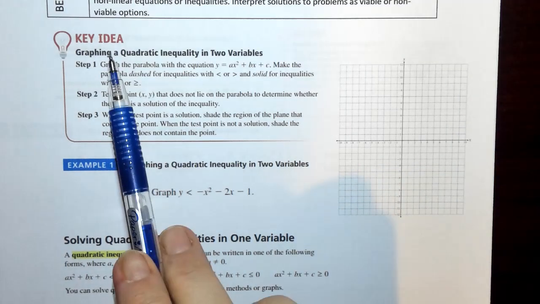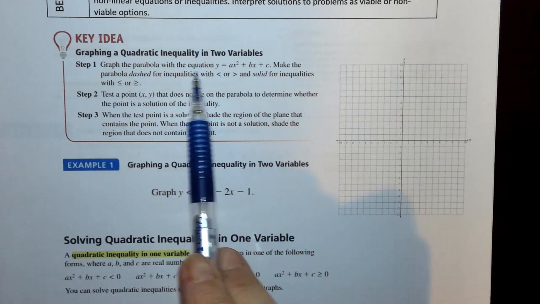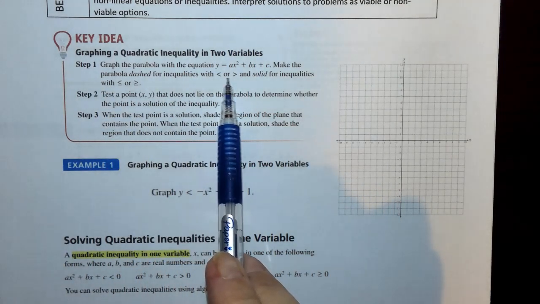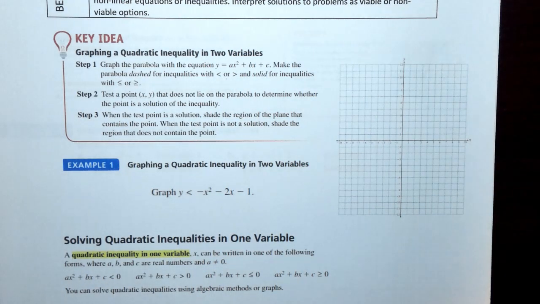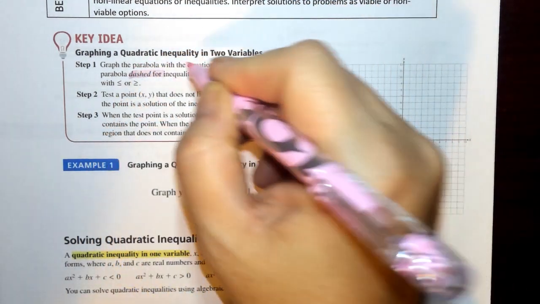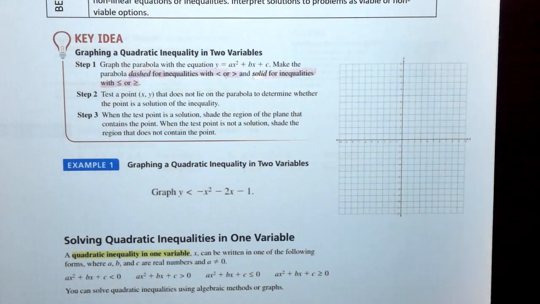So here's your key idea right here. Graphing an inequality in two variables. Step one, you're going to graph the parabola in standard form. Make the parabola dashed for inequalities with less than or greater than, and you're going to make it solid for inequalities with or equal to. So this is something that's similar to the circles. We have a dashed line for these inequalities, and we have a solid line for those inequalities. So kind of similar to the open circle, closed circle. Remember, closed circle was or equal to. So or equal to is solid because it does include those points.